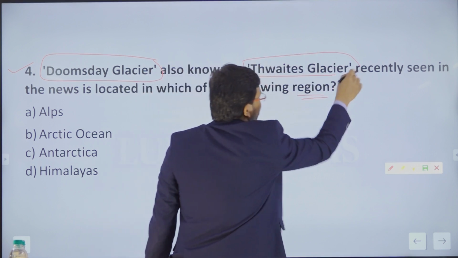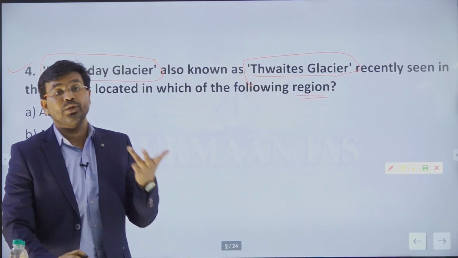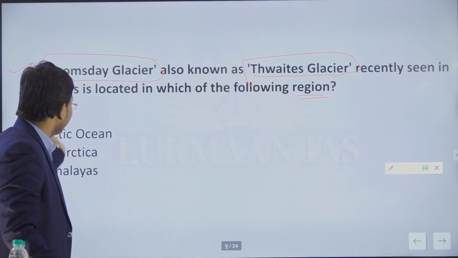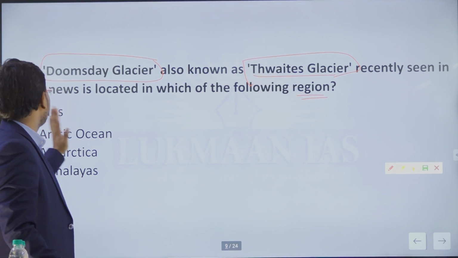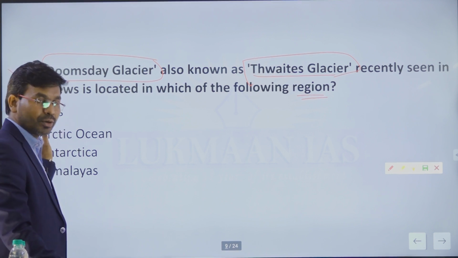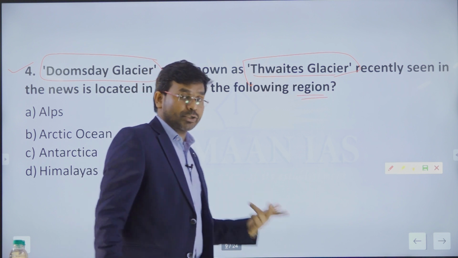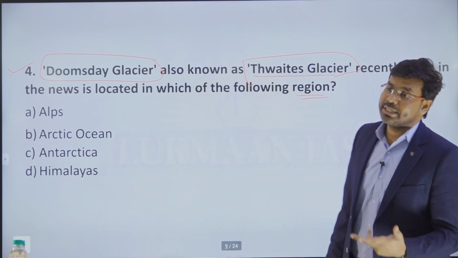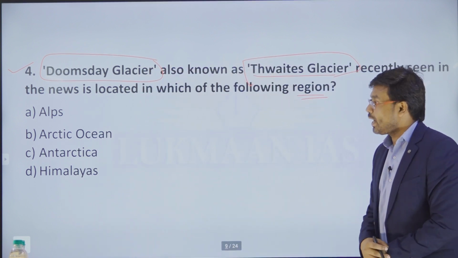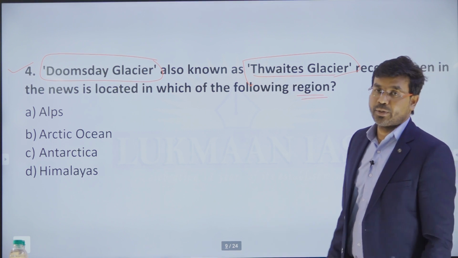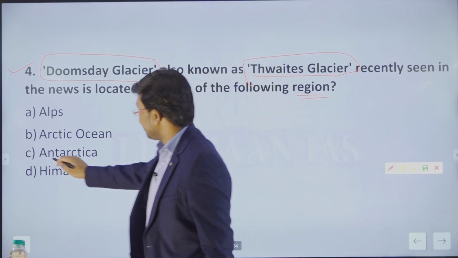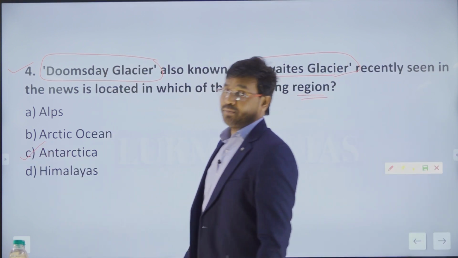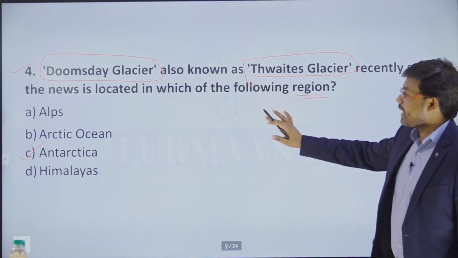Its name is Doomsday Glacier. It is also known as Thwaites Glacier. They're asking where it is located. They have given different options: Alps, Arctic Ocean, Antarctica, Himalayas. Okay, if you read it, it is a factual question. If you have come across it, you will be able to answer. If you have not come across it, you will not be able to answer. Basically, it's located in Antarctica. Okay, it was recently in news, so that's why we have asked a question.